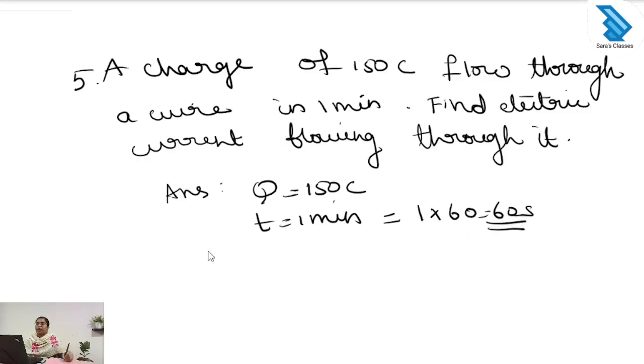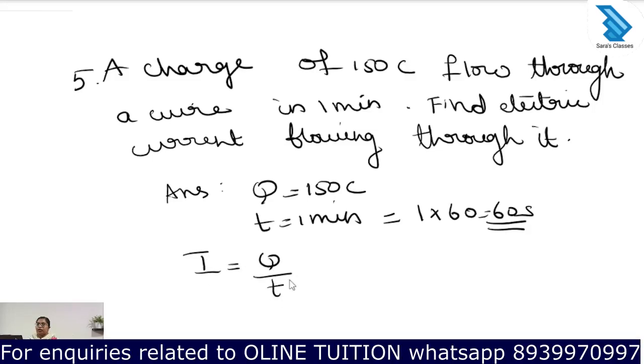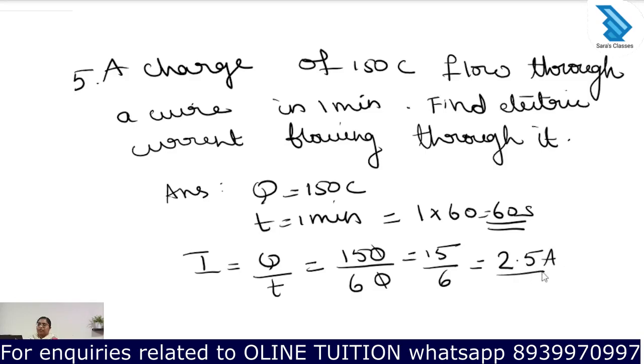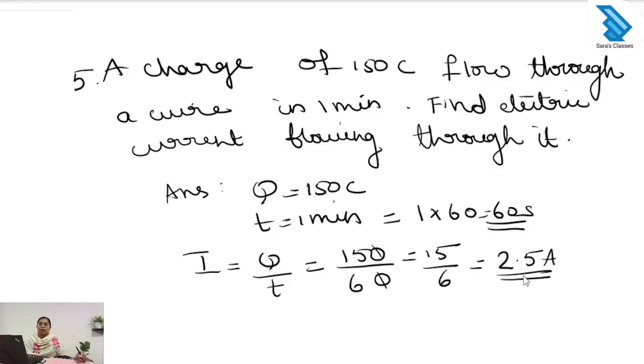Next we have to find the current. The relation between current, charge and time is I is equal to Q divided by T. What's the charge given? The charge is given as 150 coulomb. The time is given as 60. So here the 0 will cancel and it becomes 15 divided by 6. So the answer will become 2.5 ampere. So we can go to the next problem.